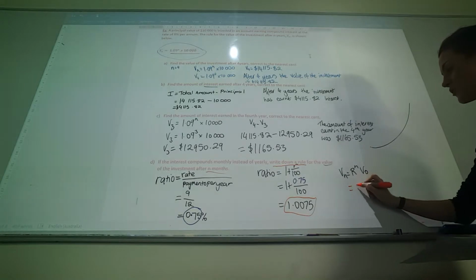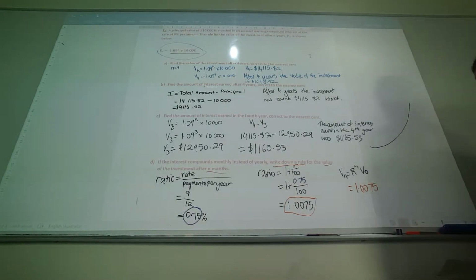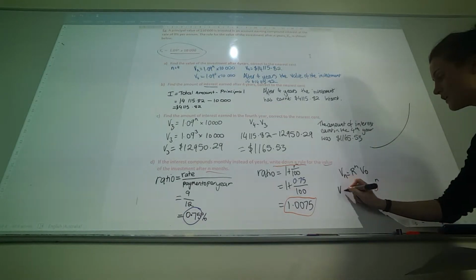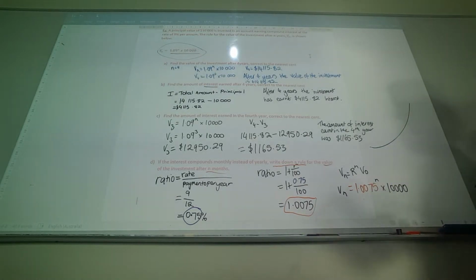All right, so then we've got our rate, which is 1.0075 to the power of n times our start, which was 10,000. So that is the rule.